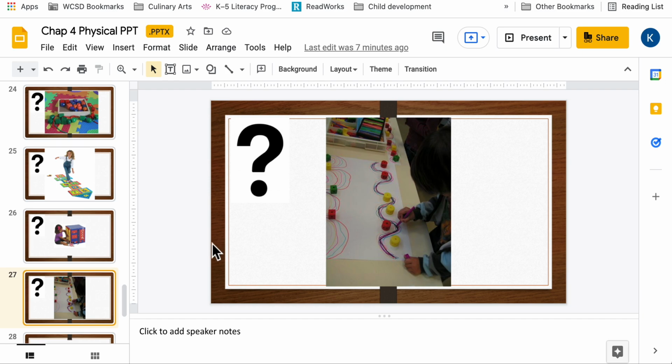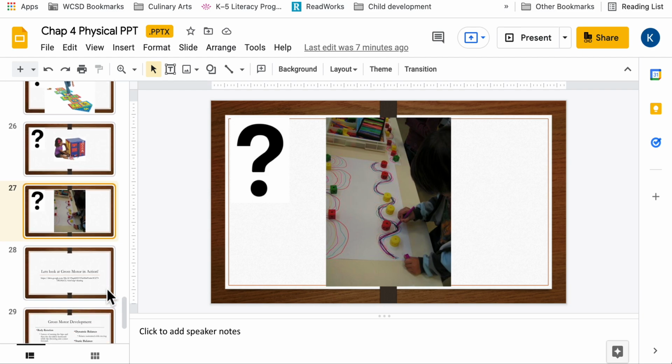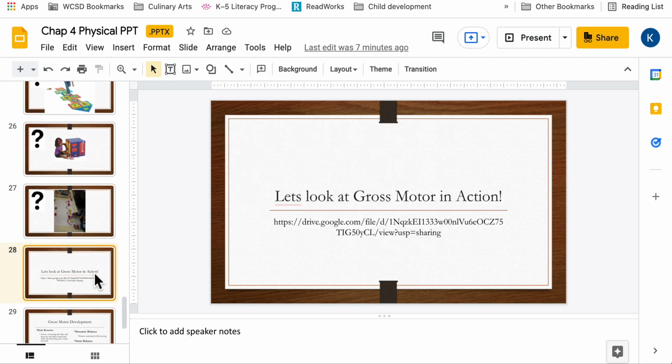Totally fine motor, you got it. Okay, so let's get into our activity. Next one here, we're going to look at some gross motor skills in action, just because it's fun to see some of these kids trying to demonstrate the skills that we're trying to help them achieve.